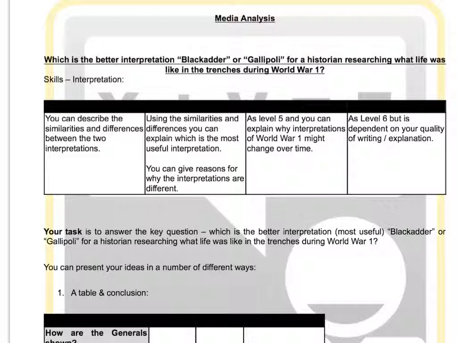Now, students for this might want to remind themselves of when these two interpretations were made and how far apart from the actual events they were actually filmed. Your task in this is to answer the key question that we've just illustrated here at the top. Which is the better interpretation? Which one is the most useful, Blackadder or Gallipoli, for a historian wanting to find out what life was like in the trenches during World War I?